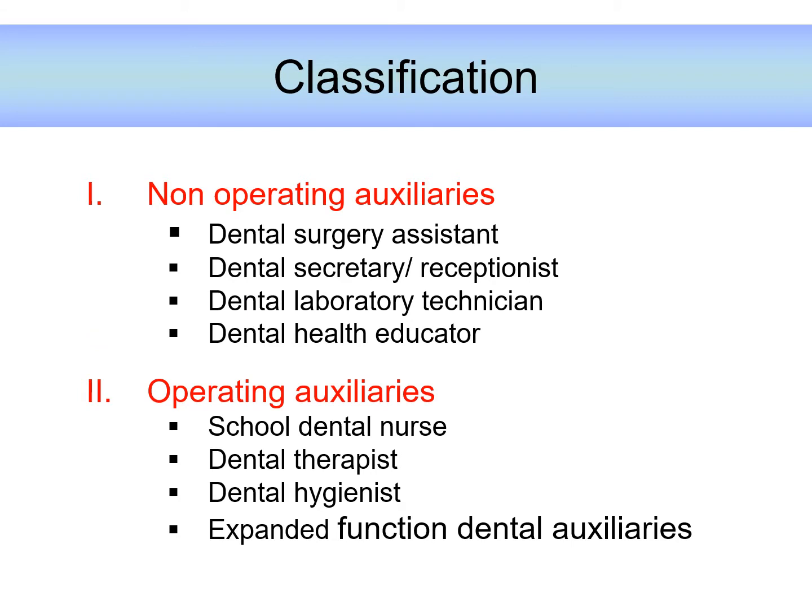Okay, the classification of dental auxiliaries will include the following. There are two main classifications. Number one is the non-operating auxiliaries. This will include the dental surgery assistants or the DSAs, dental secretary or dental receptionist, dental laboratory technician, and dental health educator. While the second classification is operating auxiliaries, which will include school dental nurse, dental therapist, dental hygienist, or expanded function dental auxiliaries. Now, what do you understand by the words non-operating and operating auxiliaries? It simply means that operating auxiliaries are dental auxiliaries who actually perform procedures in the patient's mouth.